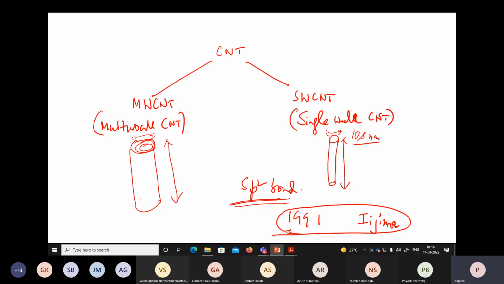For example, carbon nanotube can be used as a sensor. Carbon nanotube can be used as a microwave absorber. It is a very good microwave absorber, so you can put a carbon coating on military vehicles to avoid detection using microwaves.